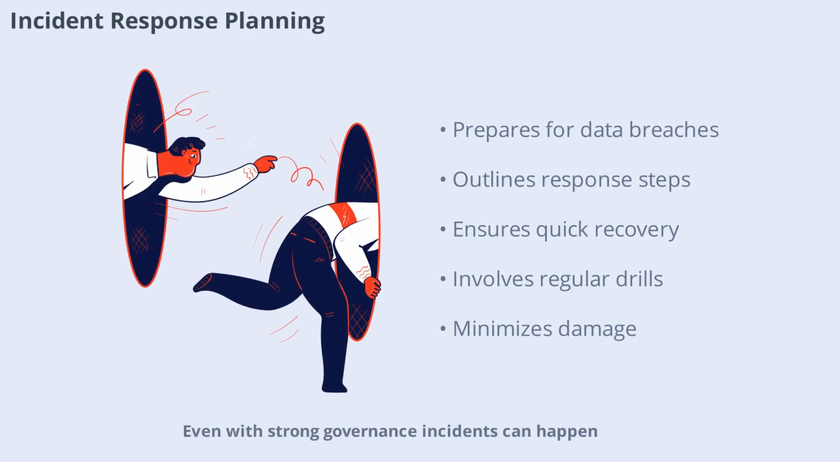Even with strong governance, incidents can happen. That's why having an incident response plan is crucial. This plan outlines the steps to take if data is compromised, including how to contain the issue, notify stakeholders, and recover lost data. Regular drills and updates ensure the plan remains effective. By preparing for incidents, organizations can minimize damage and recover quickly.